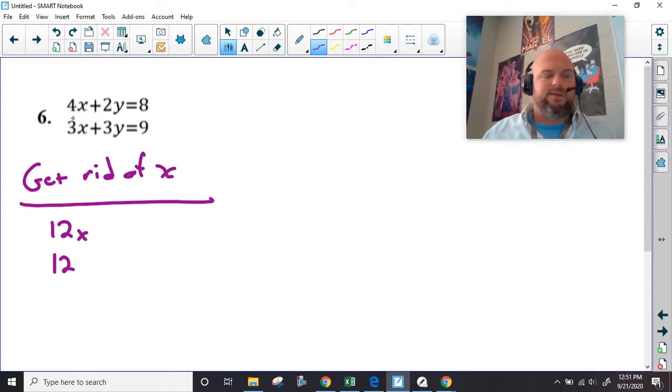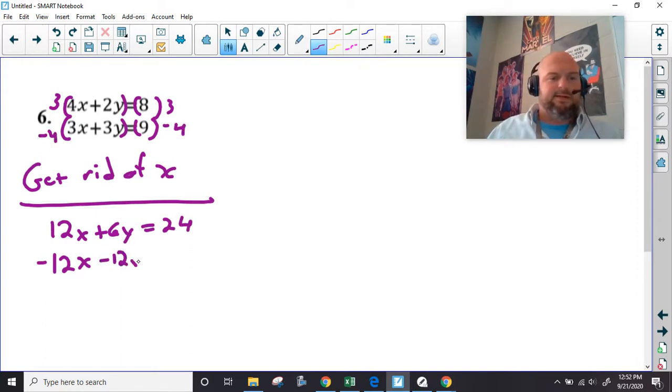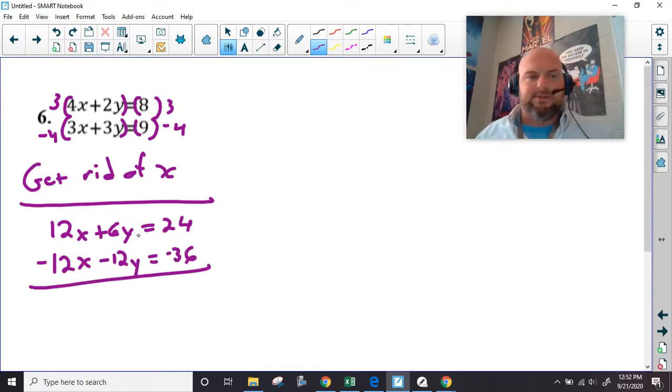Now you would want one of them to be negative. So let's let this bottom one be. I like to have my bottom ones negative. So what did we multiply each of these by to get what we're supposed to? Well, the top, I'd have to multiply everything by 3, equals 24. And this one, I'd have to multiply everything by negative 4. Okay, minus 12y equals negative 36. Okay, those would cancel. You can solve.